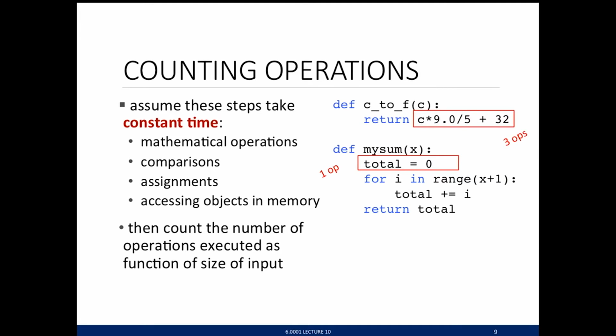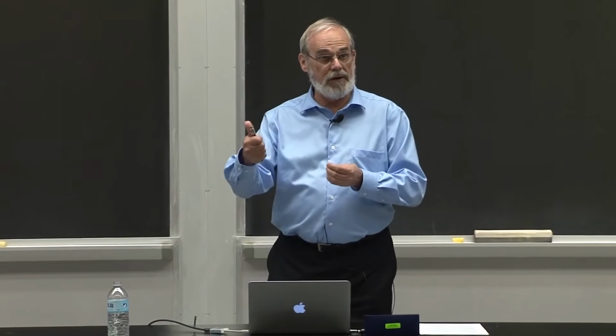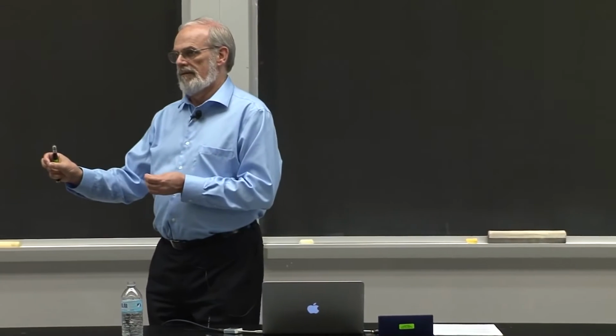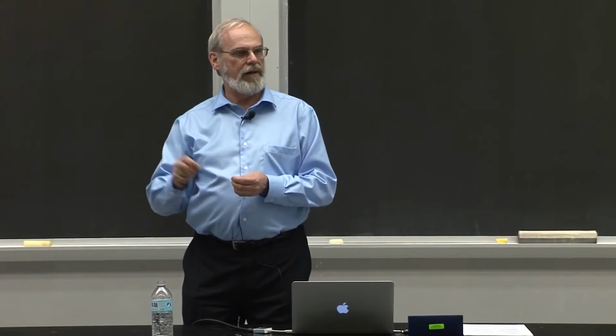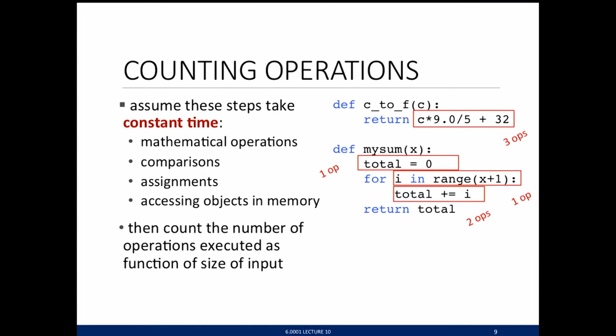I'm doing an assignment. And then inside here, in essence, there's 1 operation to set i to a value from that iterator. Initially, it's going to be 0, and then it's going to be 1, and you get the idea. And here, that's actually 2 operations. It's nice Python shorthand, but what is that operation? It says, take the value of total and the value of i, add them together. It's 1 operation. And then set that value, or rather set the name total to that new value. So second operation. So you can see in here, I've got 3 operations.